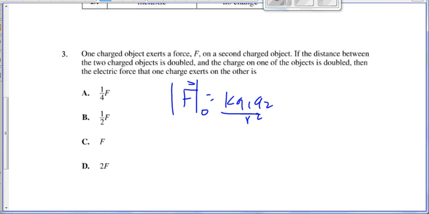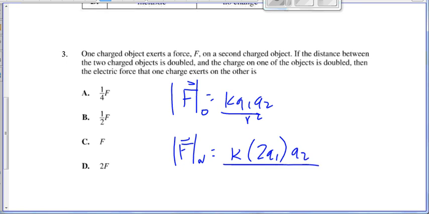Now, my new force, this is after I make my changes, is still the constant times the charge divided by the distance squared, but we're now going to call the charge and the distance by a different symbol. What are we doing here? We're doubling one of the charges. So instead of Q1, we're going to call it 2Q1 because we're doubling it. The other one is staying the same. And we're doubling the distance. So it's going to be 2R.